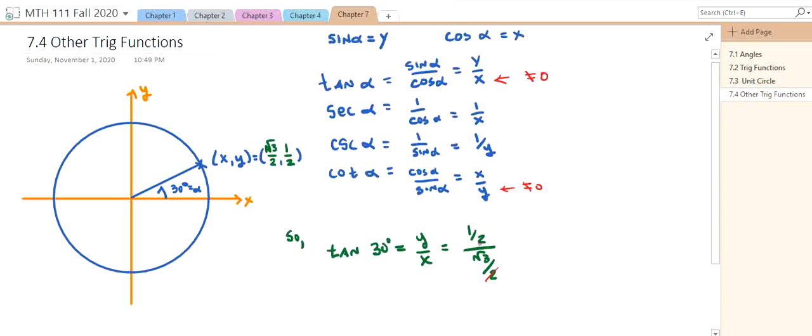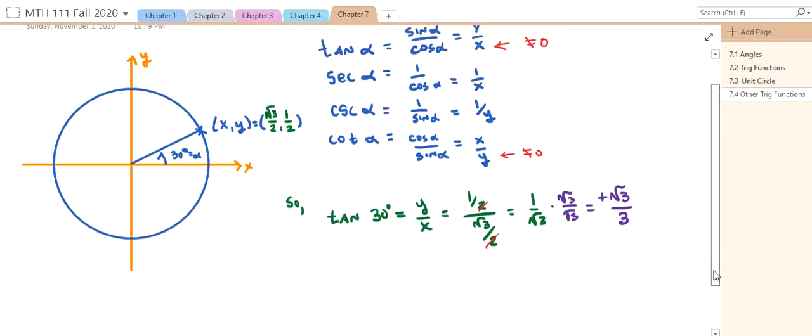That means these 2's are going to cancel. And this equals 1 over square root of 3, which equals, if I multiply the top and bottom by square root of 3, so we get that radical out of the bottom, square root of 3 over 3. And both the x and the y value were positive, so this whole thing's going to be positive.